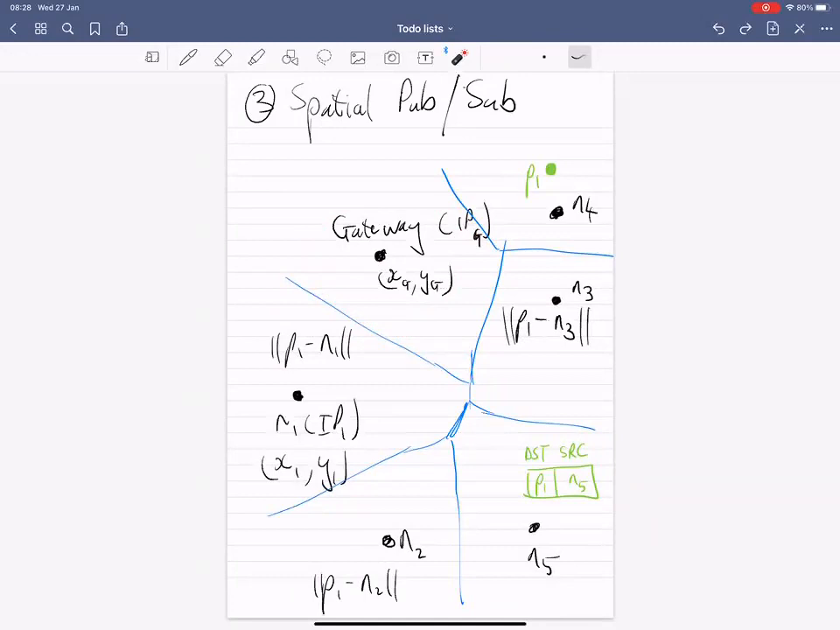Oh, okay. And I think that's basically the sum, I think, of how you could approach a decentralized pub sub, at least on paper.